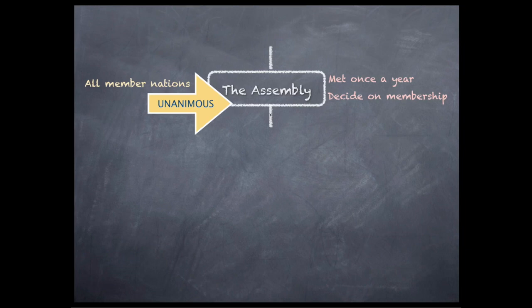Now, in a way, this is a good thing. It means that any decision taken by the Assembly, all members of the Assembly agree. However, it's in practice very difficult to get member nations from many different nations with many different interests all to agree on something and to vote all together.